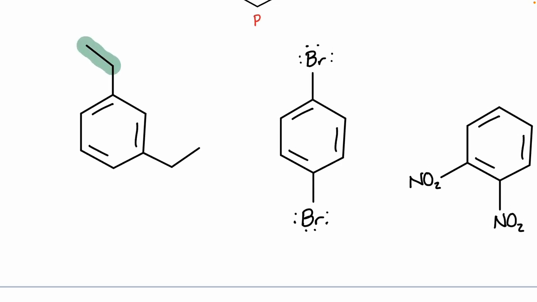So now I have these two ethyl groups here. So I got a diethylbenzene here. And which is my ortho-meta-para designation? These would be meta to one another. So meta-diethylbenzene.